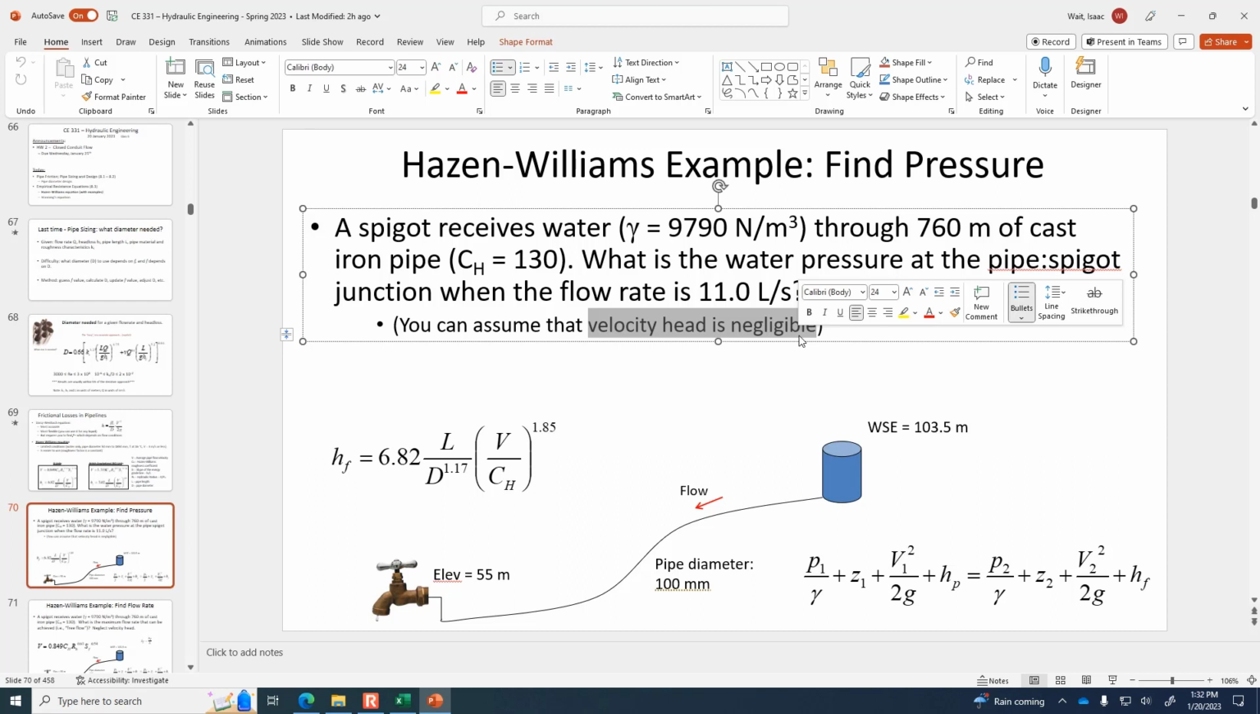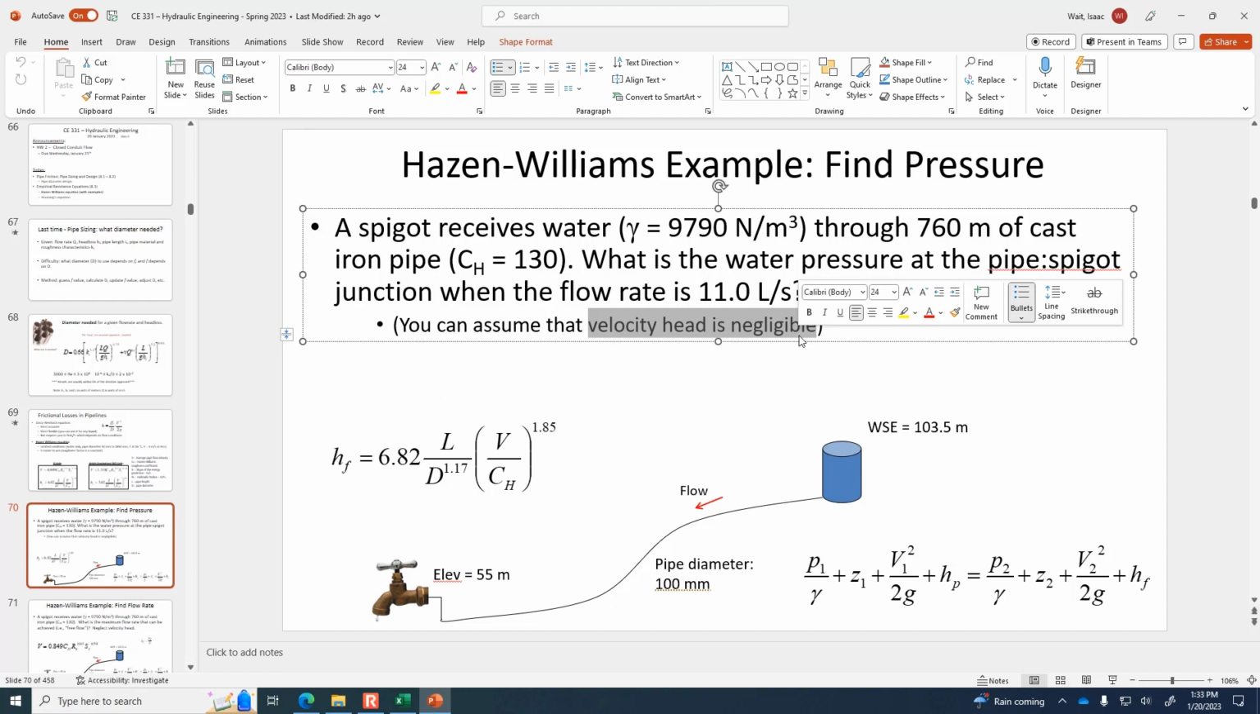So we could leave it in if we wanted to, because we know what the velocity is. The velocity is 1.4 meters per second. But you'll see in a lot of problems like this, they say, just for simplicity, go ahead and cancel out the velocity head terms because they count so little. So what we're left with is, oh, there's no pump either.